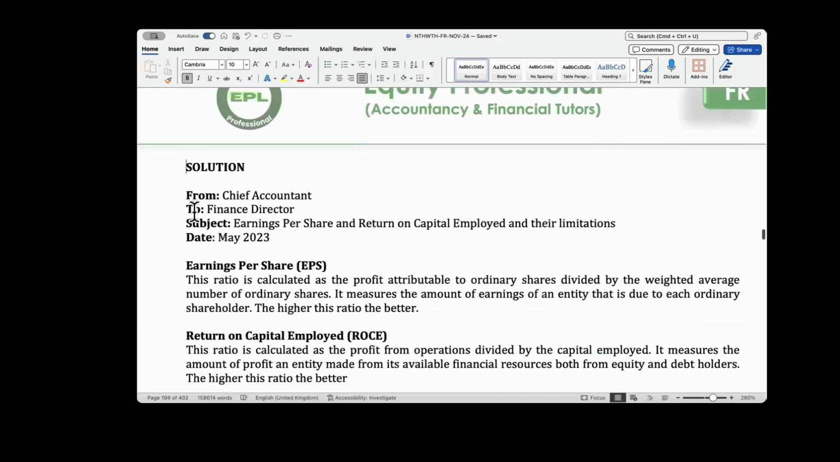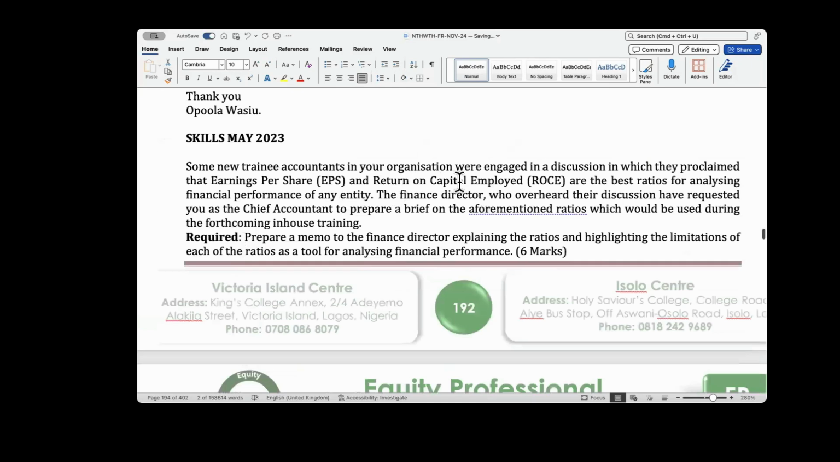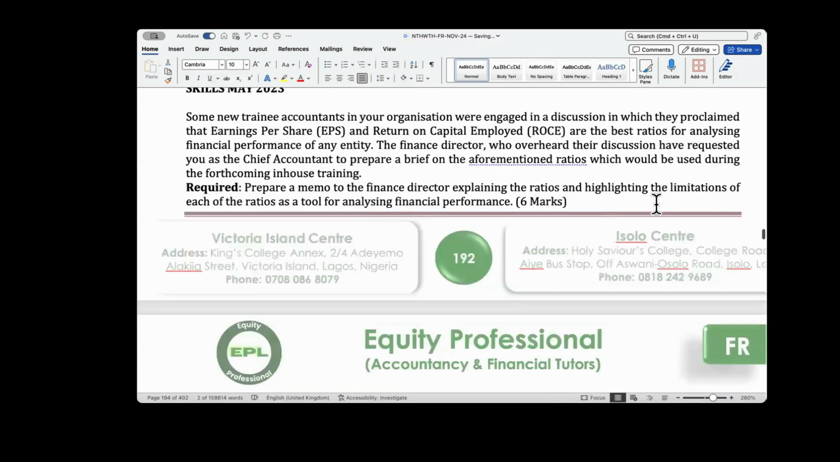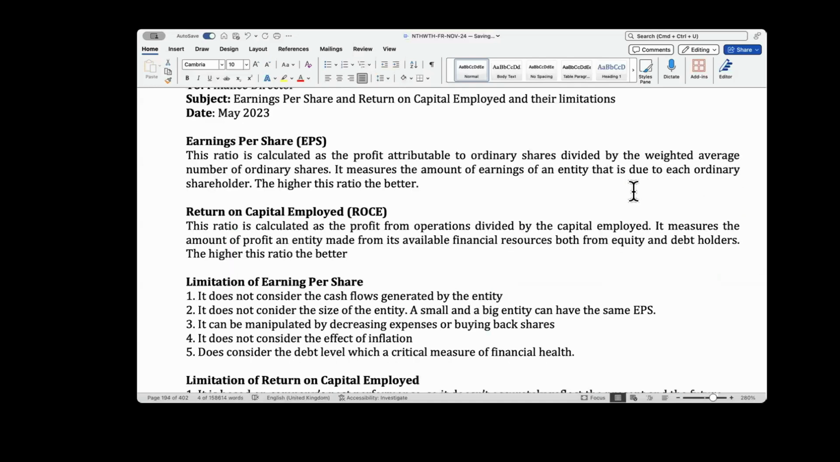Memo from the chief accountant to the finance director, subject: earnings per share and ROCE and their limitations, dated the year end that they gave me in the question. So what the question wants me to do is to prepare a memo explaining these ratios and highlighting their limitations. I just explained it as simply as possible.